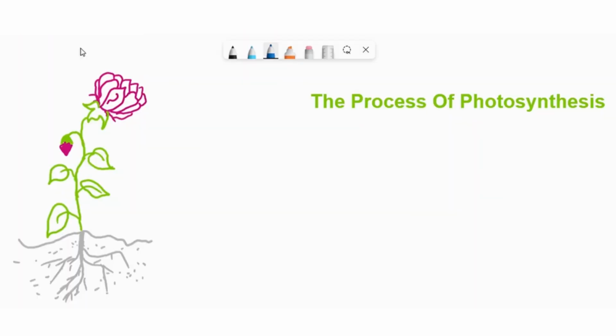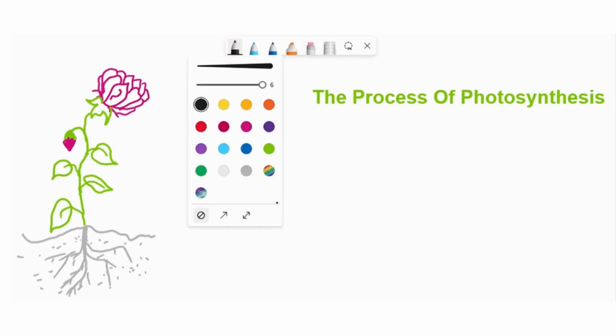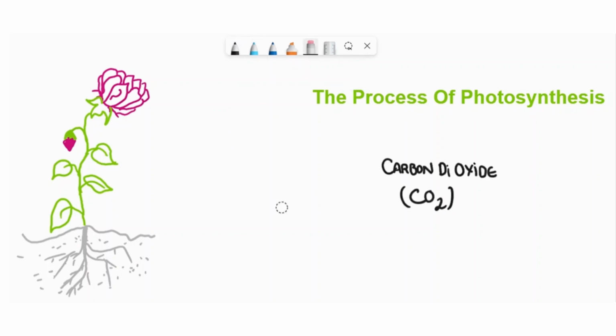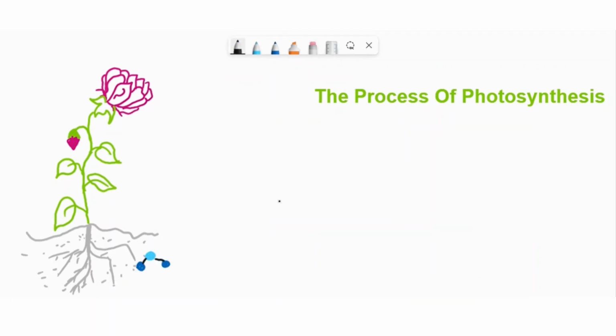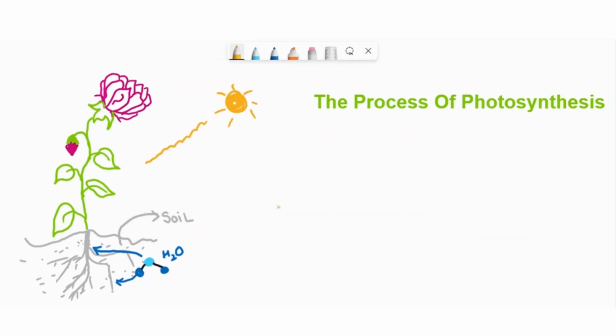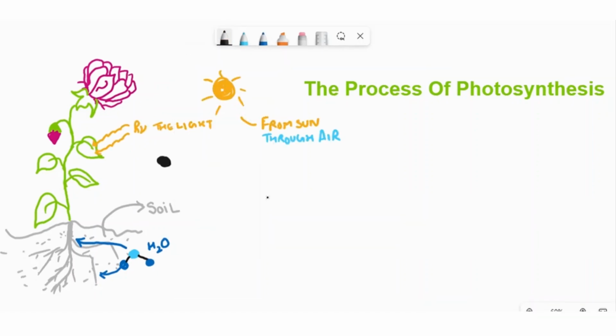Plant takes some reactants: water, light, and carbon dioxide. Water, we all know, comes from the soil. Light is the fuel that runs the photosynthetic machinery. It comes from the air. And the third thing, carbon dioxide.